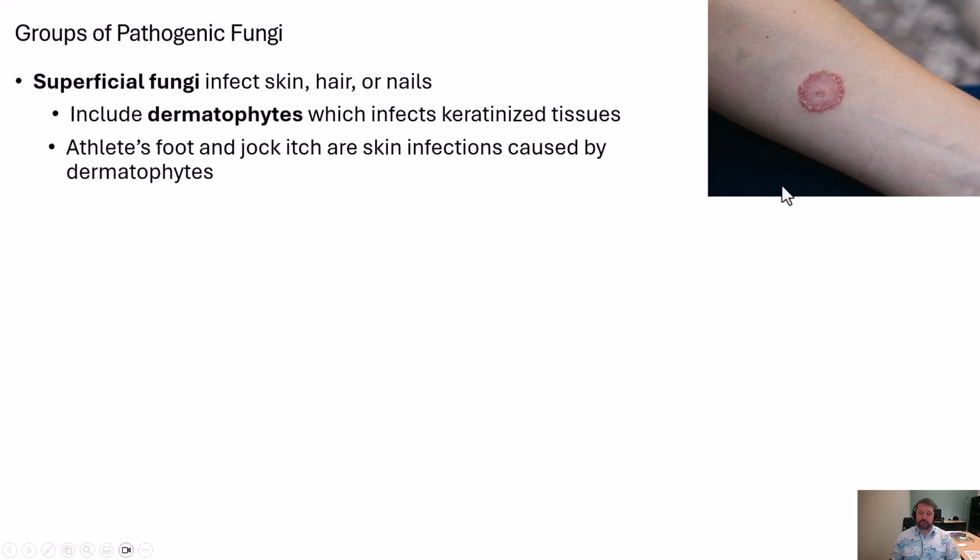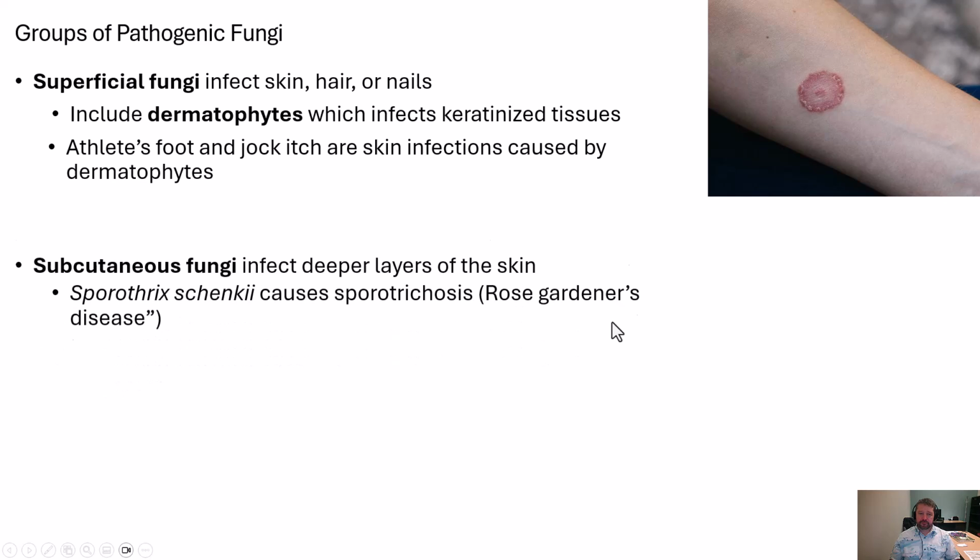So if you're an athlete or a wrestler, or basketball players, football players, hockey players, sometimes you'll get these fungal infections, which are the result of dermatophytes.